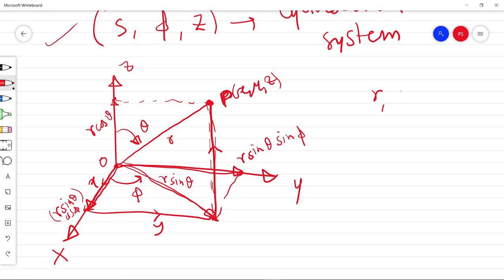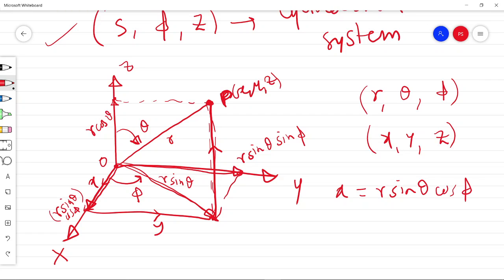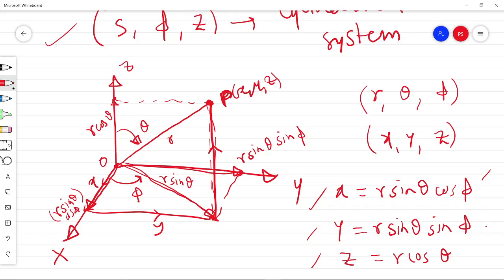As we can see, the equations which relate this R theta phi to the Cartesian coordinates x, y, z are straight away clear, that x is R sin theta cos phi, the coordinate y is R sin theta sin phi, and the coordinate z is just R cos theta. So once we know x, y, z, we can directly shift to the R theta phi system or vice versa.